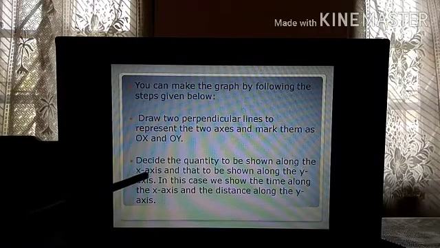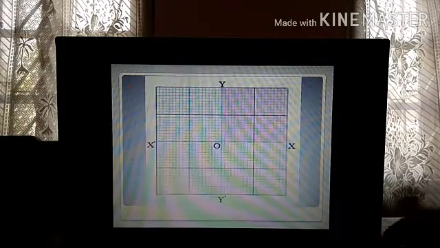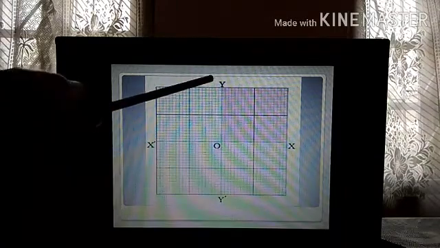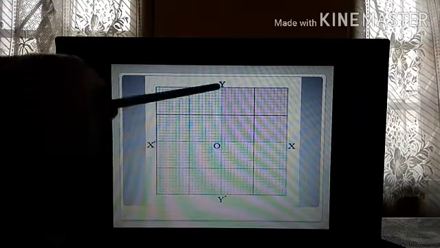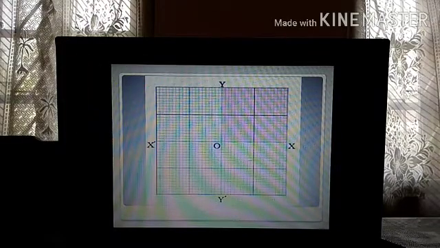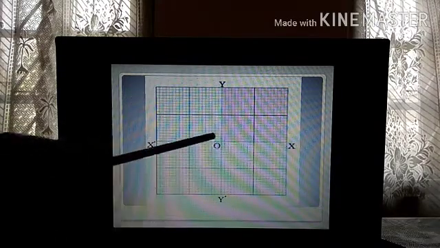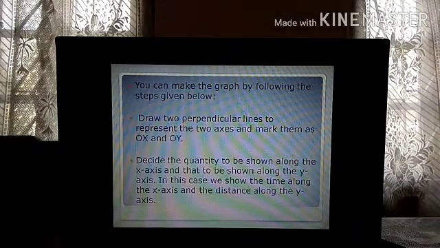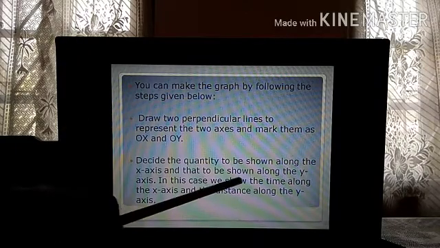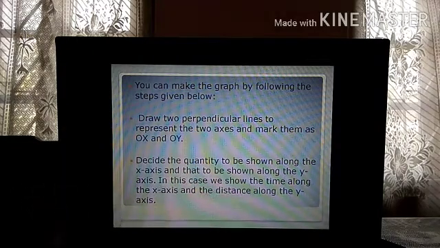Decide the quantity to be shown along the x-axis. Along this side is the x-axis, this is the y-axis. For the x-axis basically we take the time, and for the y-axis we take the distance. You can also take distance for the x-axis, that is okay, but normally for the x-axis we take the time and for the y-axis we write the distance. So in this case we show the time along the x-axis and the distance along the y-axis, as I told you. Basically we plot the time along the x-axis and the distance along the y-axis.